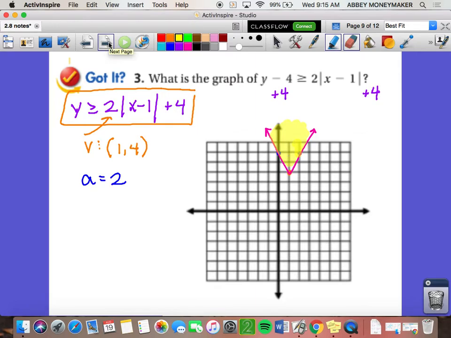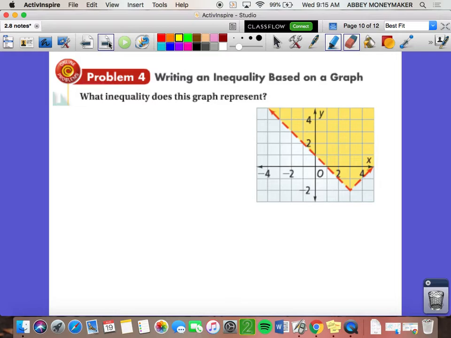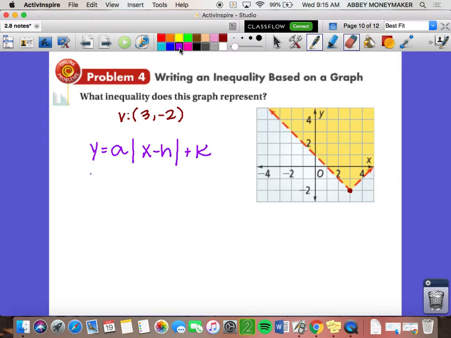All right, for this last concept, they are actually having us go in reverse. So they gave us the graph, and now we have to come up with the inequality statement. So the first thing we need to do here is identify the vertex. So my vertex is at the point 3, -2. So when I set up my equation, a times the absolute value of x minus h plus k, I'm going to plug in the 3 and the -2 for my h and k.